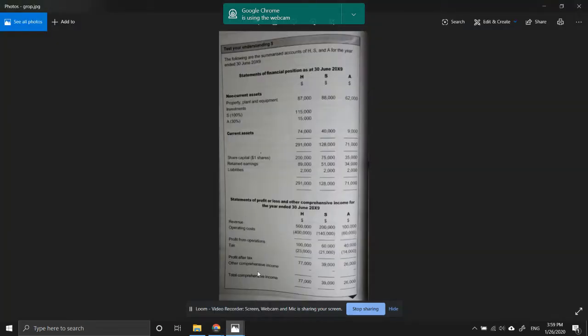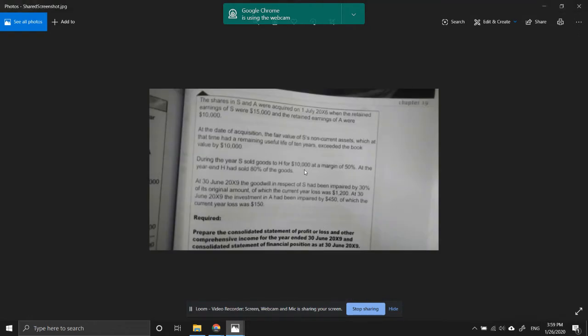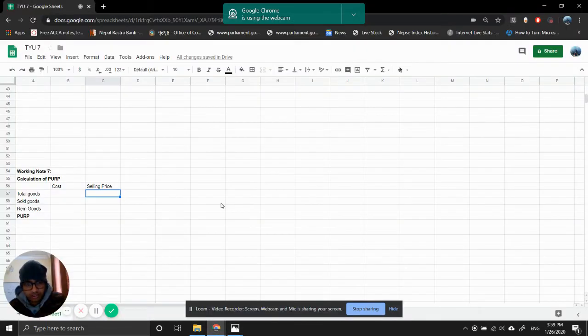So selling price was 10,000, I guess. 50% margin, 80% sold. Yeah, 10,000, 50% margin. Okay, 80% sold. Then after that, our cost is this into 0.5, and then after that, sold goods is this into 0.8. And same thing for the selling price as well. So remaining goods being this minus this. So that's how PURP. Okay. So remaining goods is 8.